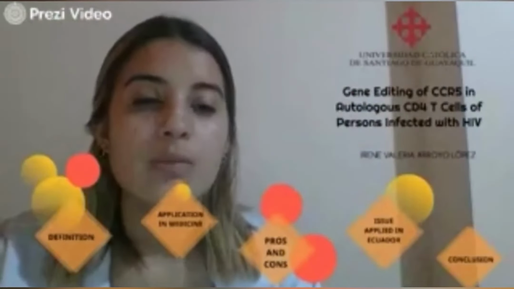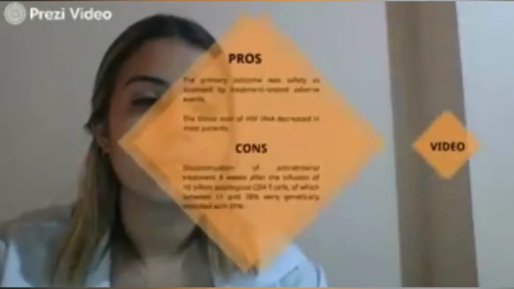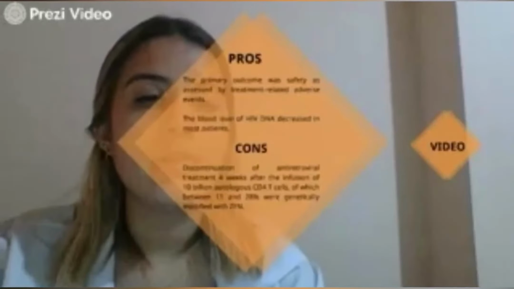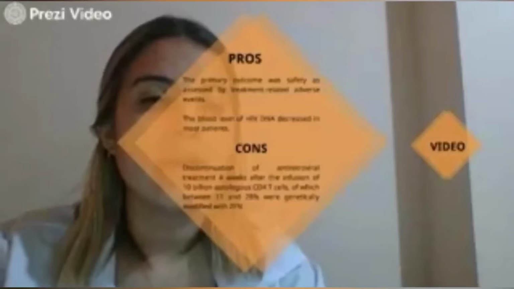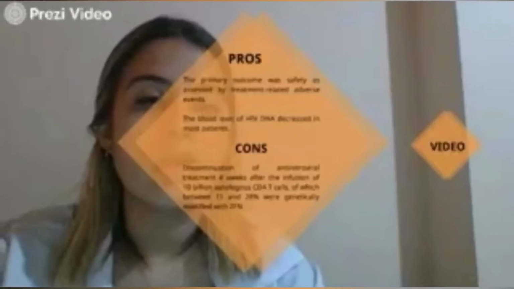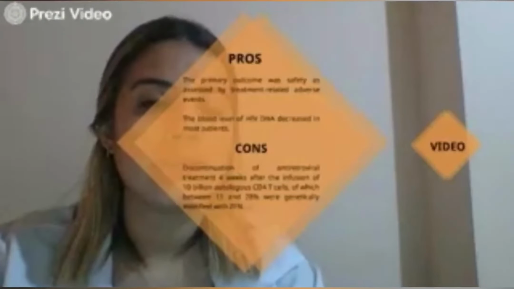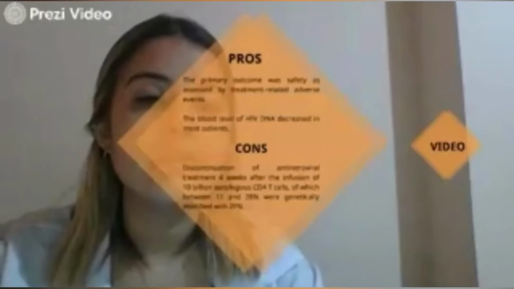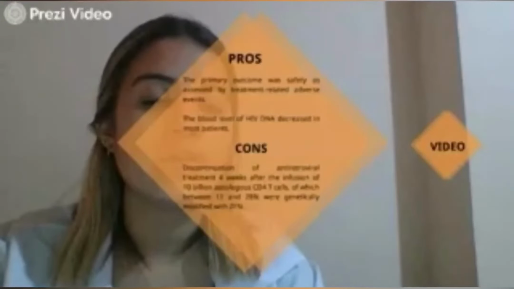Pros and cons. Pros. The primary outcome was safety as assessed by treatment-related adverse events. The blood level of HIV DNA decreased in most patients. Cons. Discontinuation of antiretroviral treatment 4 weeks after the infusion of 10 billion autologous CD4 T cells, of which between 11 and 28% were genetically modified with CFN.